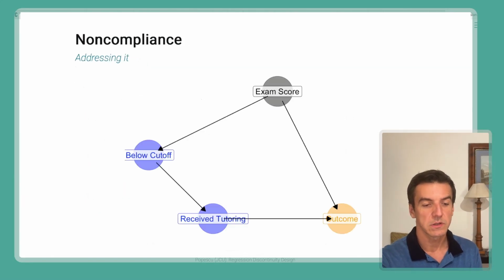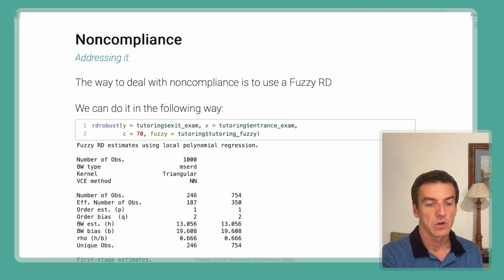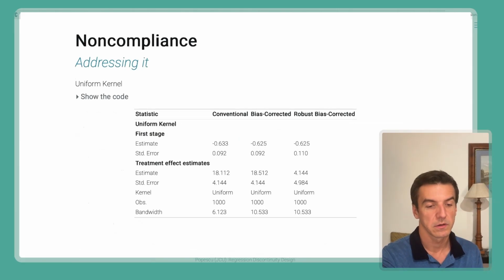So how do we address it? So here, once again, the original exam score affects whether, so the people get some scores and then they're below a cutoff, they receive treatment and that affects their outcomes. So this is how we do a fuzzy RD. So we have the exit exam as a Y parameter, we have the entrance exam as the X parameter, and then we have a fuzzy tutoring parameter, right? So this is what we get when we run this command.